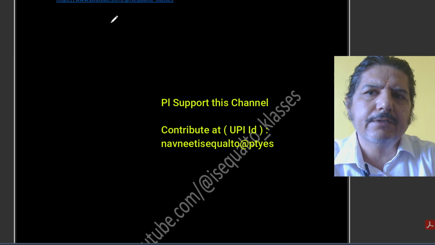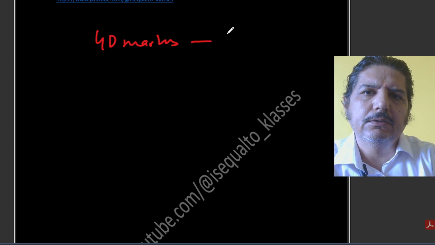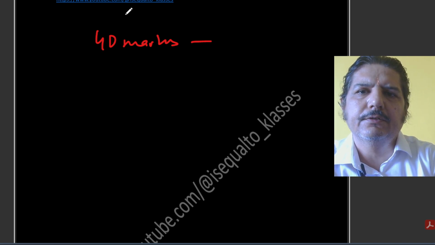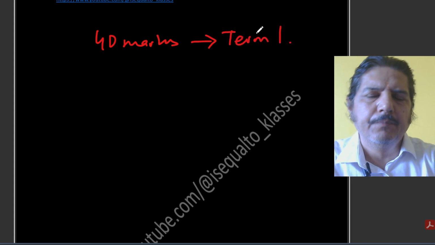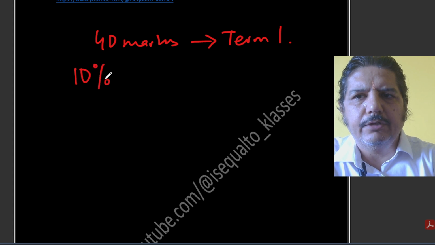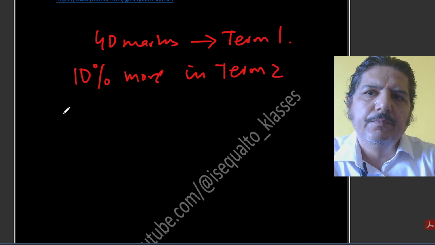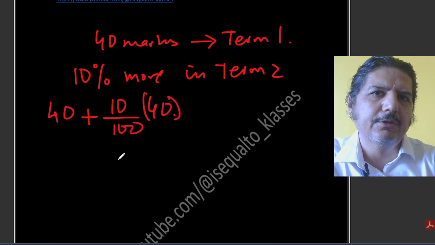The third thing that I want to tell you is that, say for example, I have scored 40 marks in my semester, or let us say in term 1. So 40 marks in term 1. Now let us suppose I score 10% more in term 2. So what will be my score in term 2? See, it will be 40 plus 10% of 40. I hope you are able to understand it.